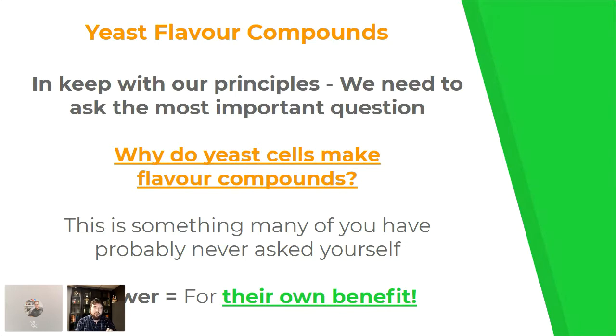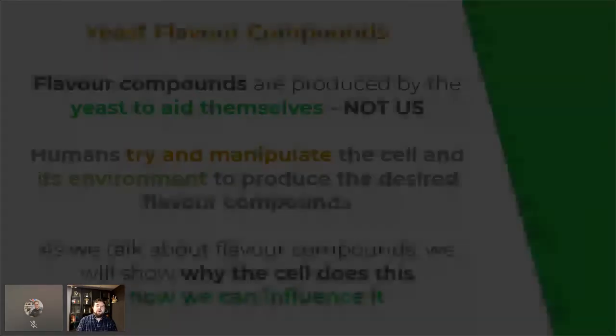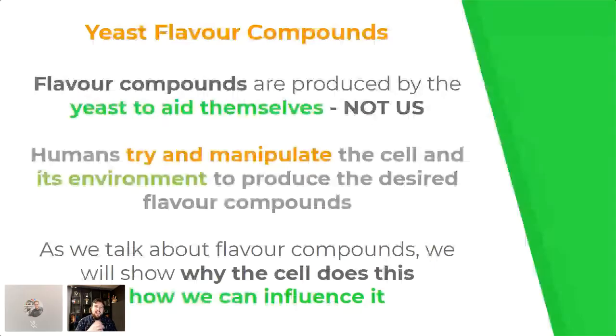So that's how we're going to be viewing a lot of things we look through today. Why are they actually doing this? Now, flavor compounds are produced to aid the yeast cells themselves, not us. Yeast cells don't care about us. They're just there to aid themselves, which is fair. Now, humans try to manipulate the environment and the cell health and all the different things we can potentially add into these yeast cells in order to coax them to produce the flavors we want. But at the end of the day, they really are producing these things for themselves, for their own benefit. And that's what we'll be focusing on.